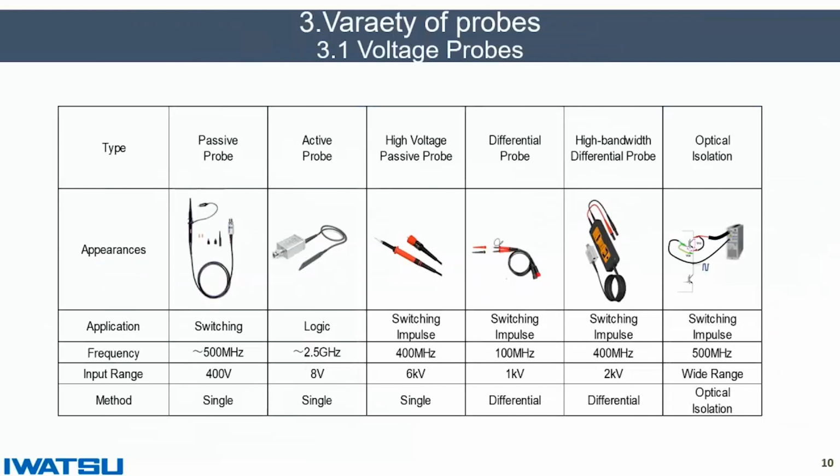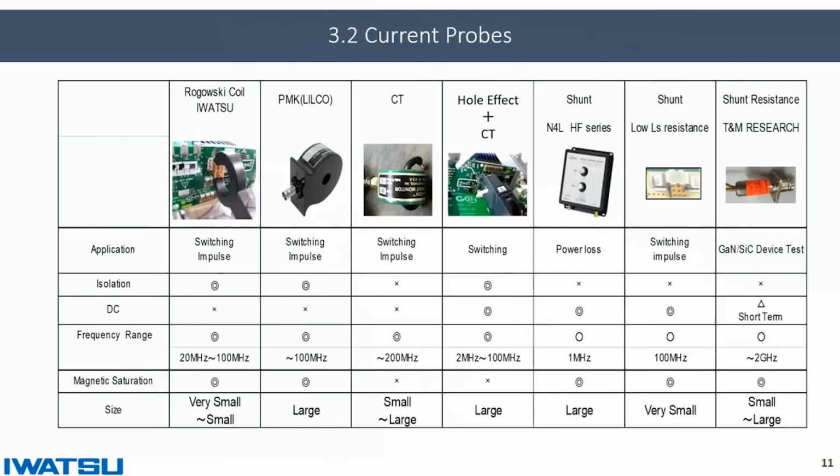For voltage measurement, there are passive probes, active probes, high voltage passive probes, high voltage differential passive probes, high voltage differential probes, and optical isolation measurement method. For current measurement, there are Rogowski coil, current transformer, Hall element plus current transformer, power measurement shunt resistor, surface mount shunt resistor, and coaxial type shunt resistor.